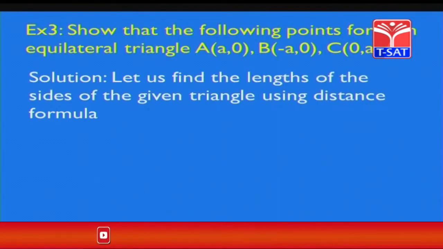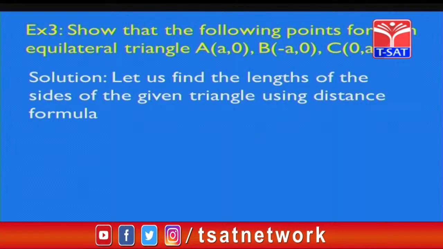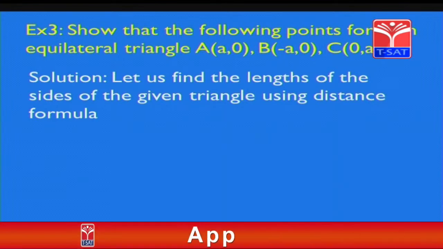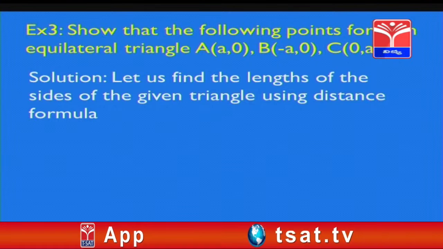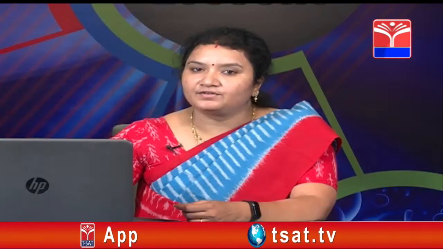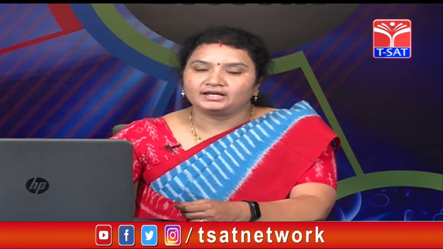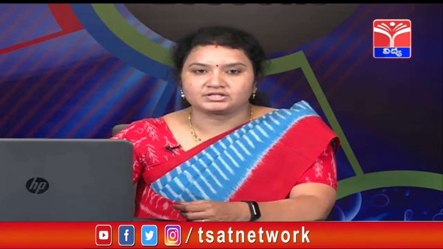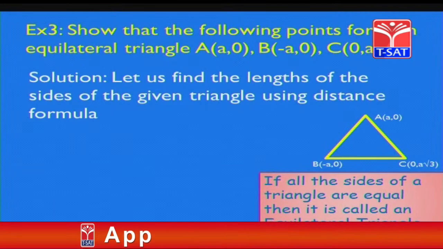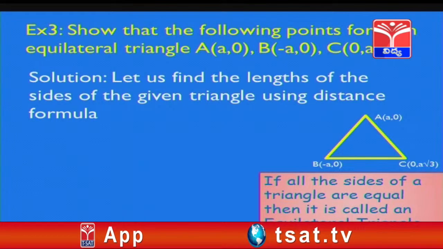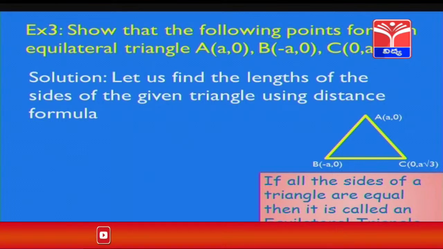Children, show that the following points form an equilateral triangle: A (a, 0), B (minus a, 0) and C (0, a root 3). So, let us find the lengths of the sides of the given triangle using the distance formula. Because we are given coordinates, children, first let us find the distances formed by these 3 coordinates to show whether it is an equilateral triangle or not. Remember children, we can prove any triangle as equilateral only if all the sides of the triangle are equal. So, for that let us find the sides first.